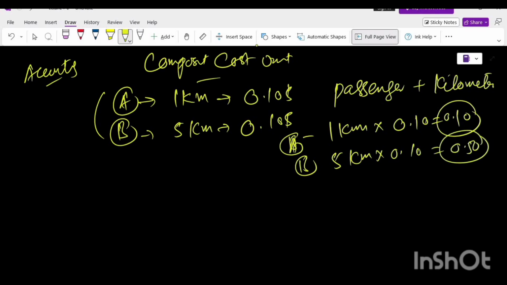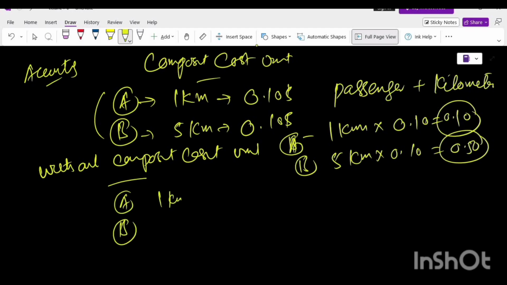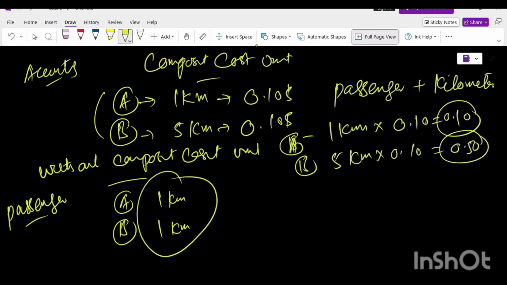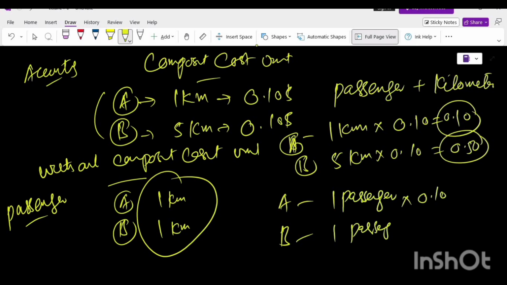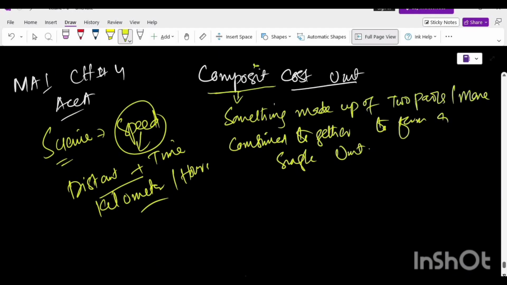Now let me show you the variation without a composite cost unit. Mr. A and Mr. B each travel, but here we have only one unit, the passenger, and we are not concerned about how many kilometers each passenger travels. So if you have one passenger as your cost unit, you multiply it by the cost per passenger, and you get this amount.